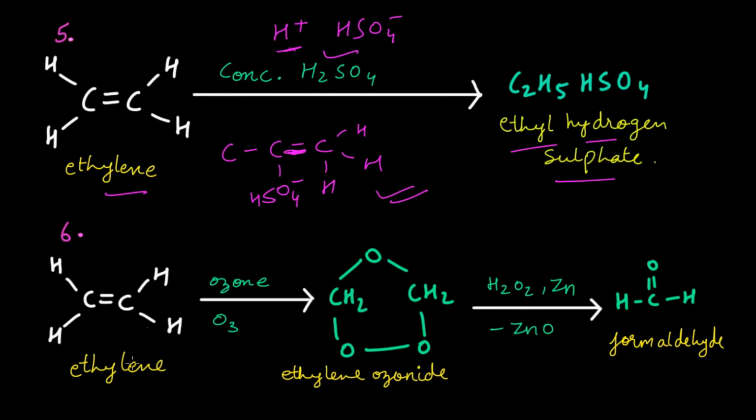Now next is when ethylene is treated with ozone. When ethylene is treated with ozone, you get ethyl ozonide. Upon treating it with hydrogen peroxide and zinc as catalyst, you get formaldehyde. You will get 2 molecules of formaldehyde. The bond breaking will take place from this place, right? So both the carbons will form formaldehyde. This is the 6th reaction. Let's move to the next.